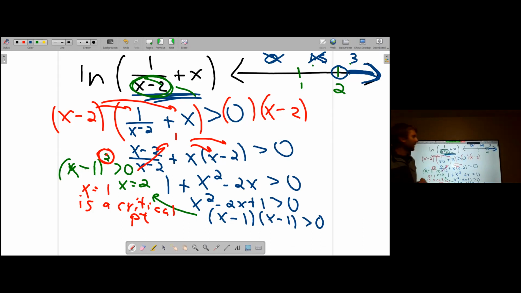That was definitely a complicated one, but you can see, if all else fails, go to a number line. That is our go-to inequality technique.